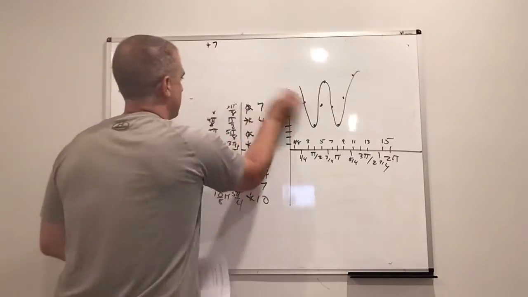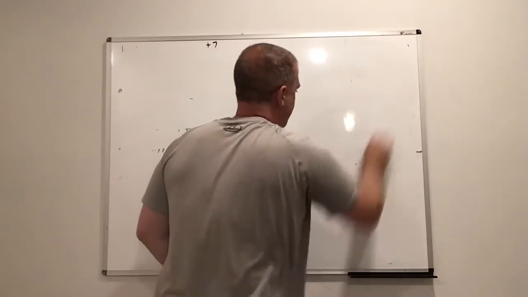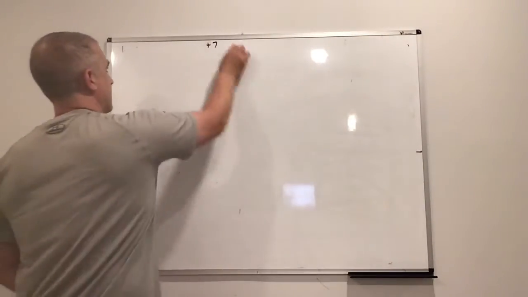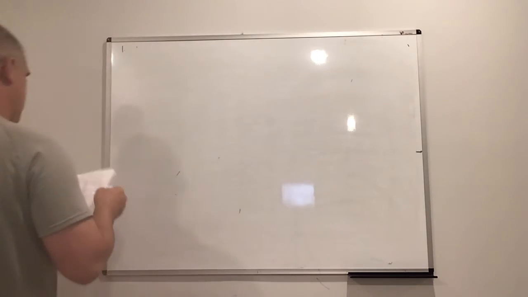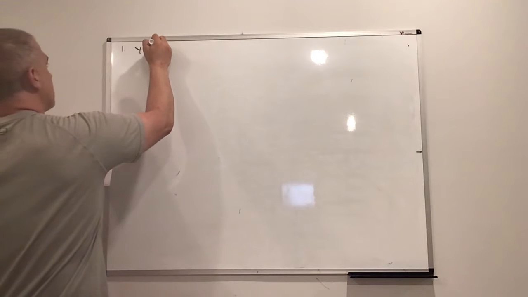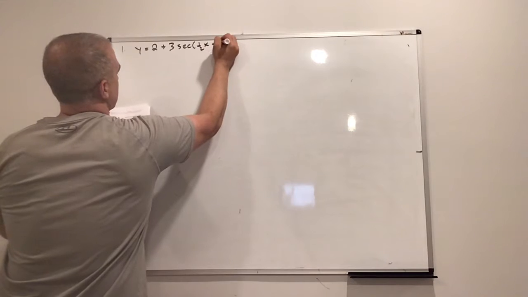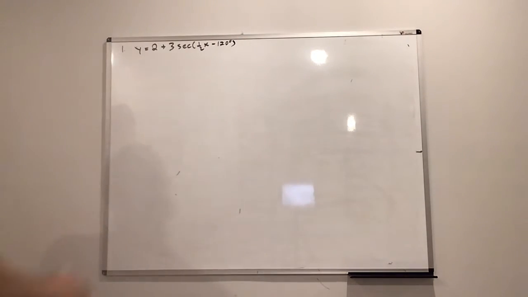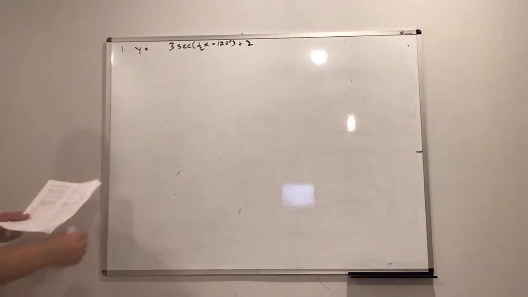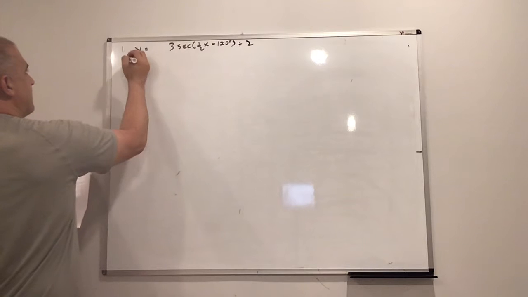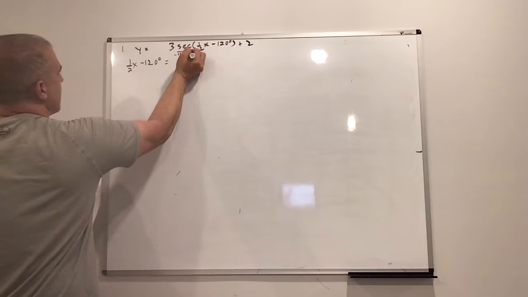Moving on to 2. Okay, 2 is slightly different. It is a secant graph. Okay, I'm going to rewrite this by moving that 2 over to that side. Not a big deal. This is a little different in that because of secant, we have to set that equal to negative pi over 2, which is negative 90.